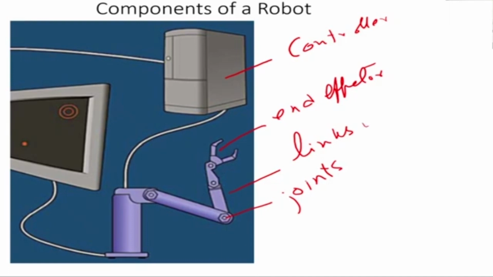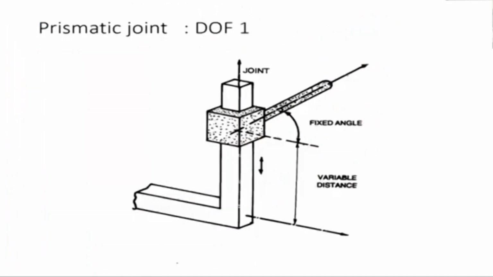In the last class we looked at links, then we looked at joints. Today we'll be looking at how do you define the position and orientation of the end effector with respect to the base coordinate frame, and we said that this is the base and the base is fixed, it does not move. Now a very quick recap.